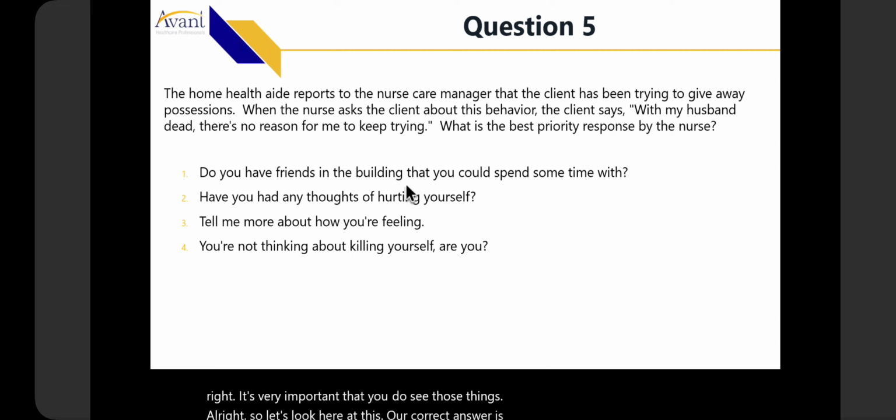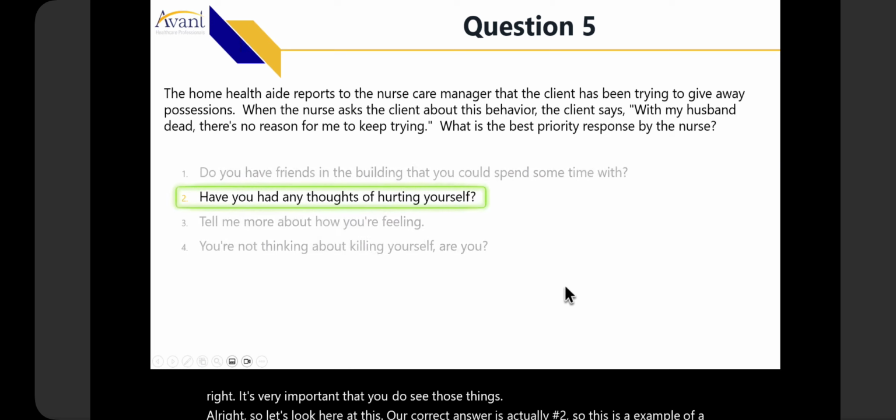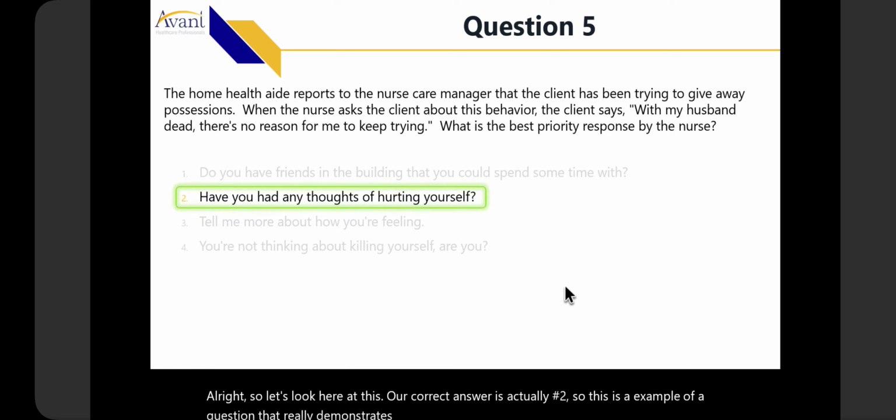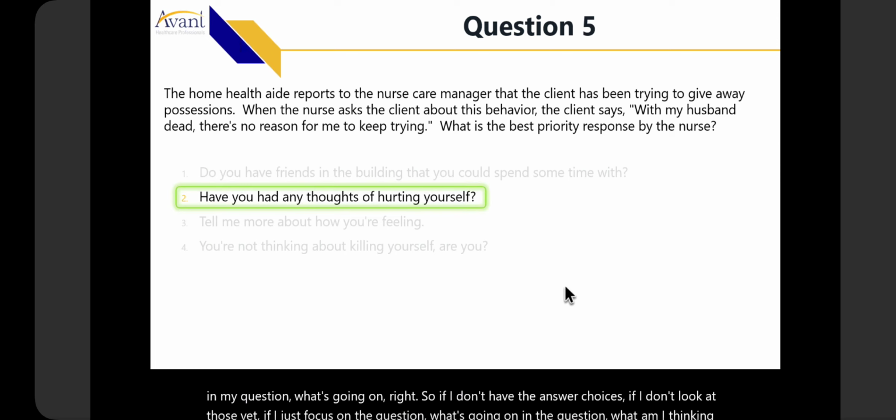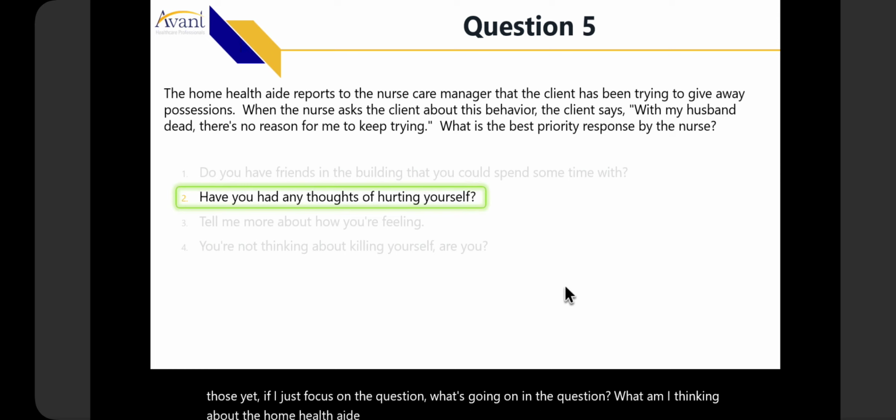Our correct answer is actually number 2. So this is an example of a question that really demonstrates why it's really important to think about what is happening in my question. What's going on, right? So if I don't look at the answer choices yet, if I just focus on the question, what am I thinking about? The home health aide reports to the nurse care manager that the client has been trying to give away possessions.